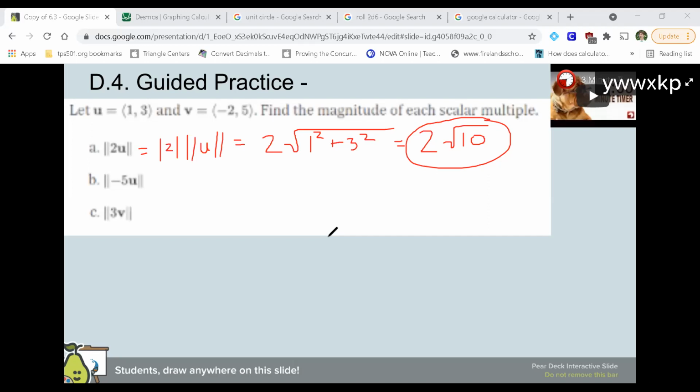If you didn't do it this way, you would have the square root of 2 squared plus 6 squared, which is the square root of 4 plus 36, or 40. And then you have to worry about reducing the square root of 40 and finding what perfect square goes into 40, which is 4. Square root of 4 is 2. So you'll get the same answer. It'll just take longer.